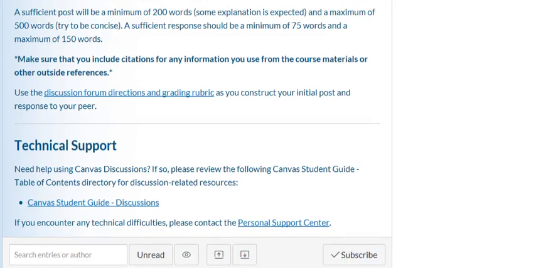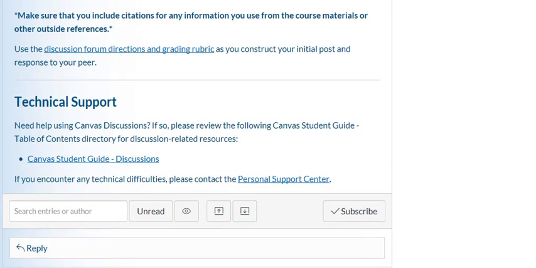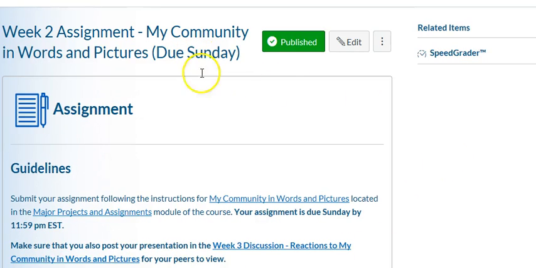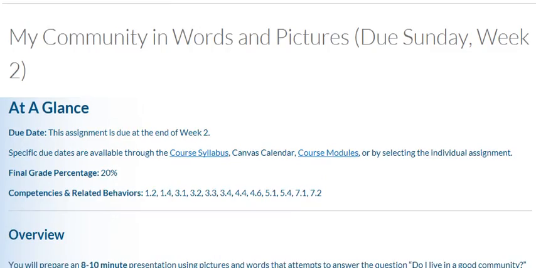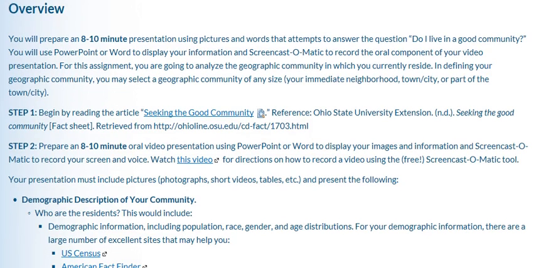You next have the discussion of My Community in Words and Pictures. This refers you to look at the descriptor for that, which I do have up on the screen in a second. This is due Sunday of week 2, and it has the following parameters. For this assignment, you are going to prepare an 8 to 10 minute presentation using pictures and words that attempt to answer the question, do I live in a good community?